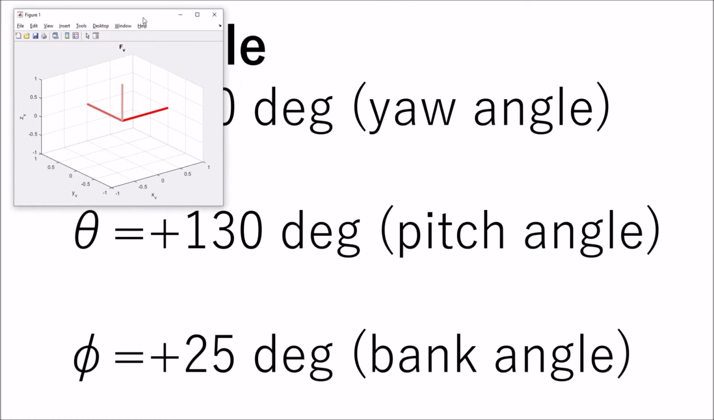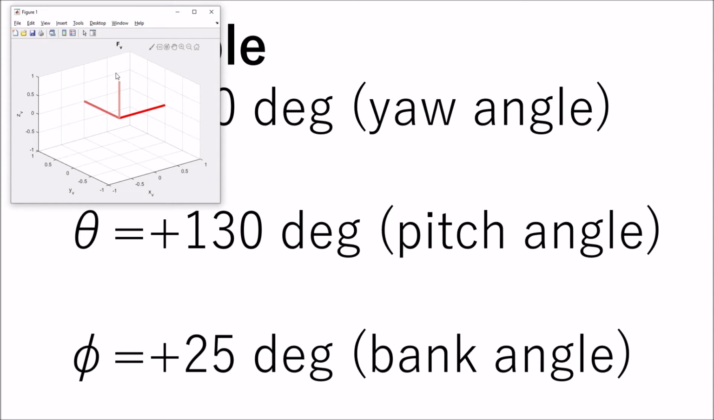So the first thing that we want to do is draw the starting frame, our vehicle carried northeast down frame, which we were calling FV. So again, the x-axis is pointing directly north, the y-axis is pointing directly east, and the z-axis is pointing directly down. So the first thing we want to do in our Euler rotation sequence, starting from this V frame, is rotate about the z-axis through the yaw angle of psi equals positive 70 degrees.